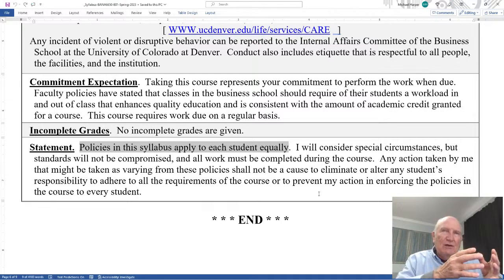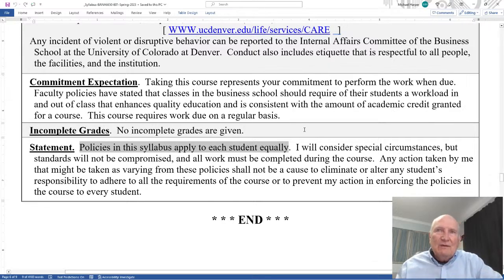Sometimes students say, well, could you do this? I say, no, that's going to violate the syllabus. I'm not going to do that. Yes, but here's a reason why I want you to violate the syllabus. I'm not going to do it. No exceptions, okay? That's one reason. But also for everyone else who did not ask me to violate, they know that I don't do it for anyone else. I will consider special circumstances.